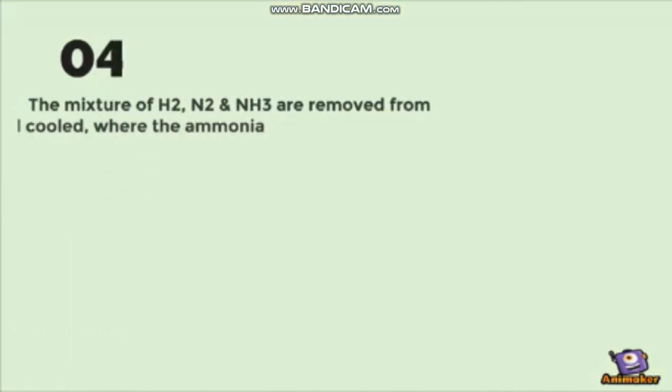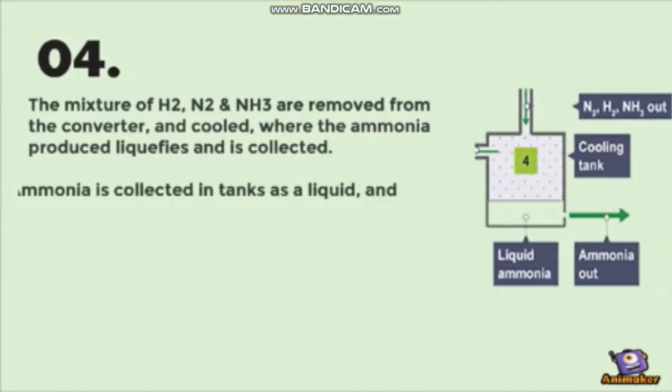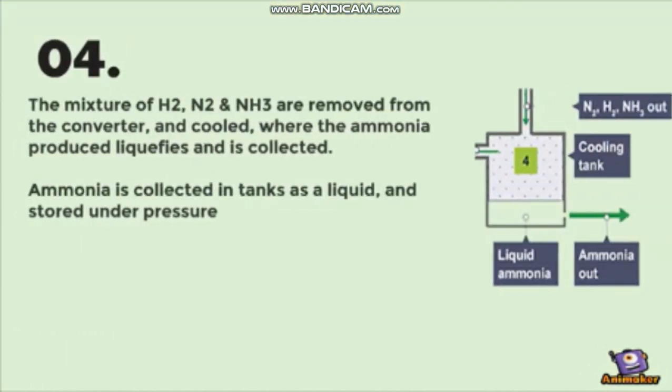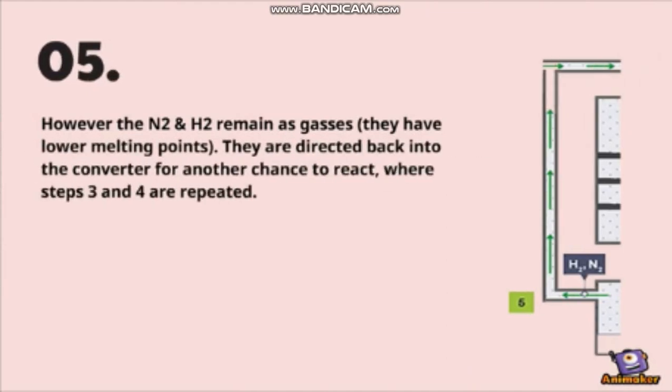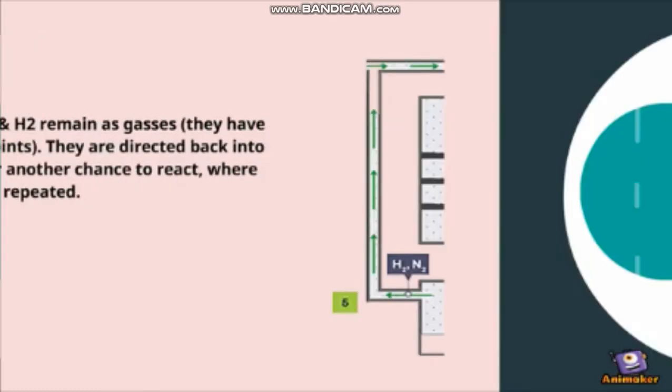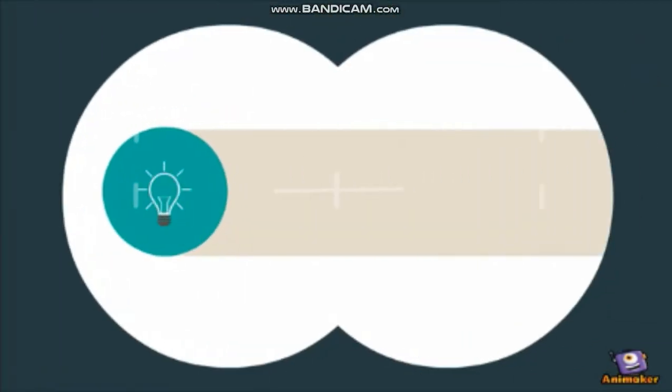Number 4, the mixture of hydrogen, nitrogen, and ammonia is removed from the converter and cooled. Ammonia is collected in tanks as a liquid and stored under pressure. Number 5, however, the nitrogen and hydrogen remain as gases. They have lower melting points. They are directed back into the converter for another chance to react, where steps 3 and 4 are repeated.